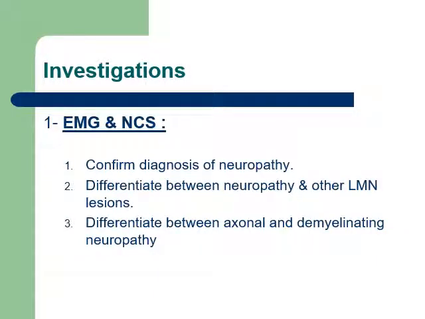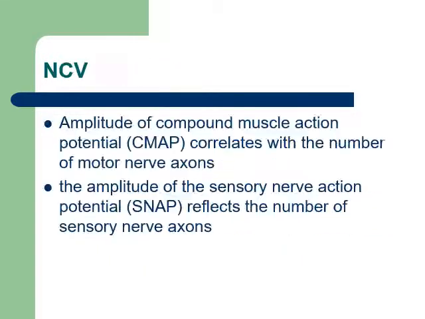So how to investigate a patient having polyneuropathy? The cornerstone is electromyography and nerve conduction studies. They not only confirm the diagnosis of neuropathy, but help us differentiate between neuropathy and other lower motor neuron lesion sites. Also, it can differentiate between axonal and demyelinating neuropathy and determine its severity.